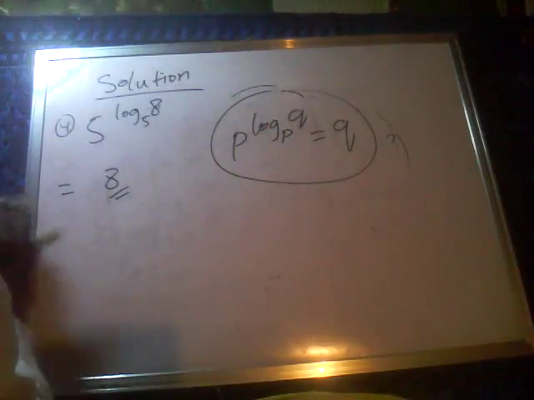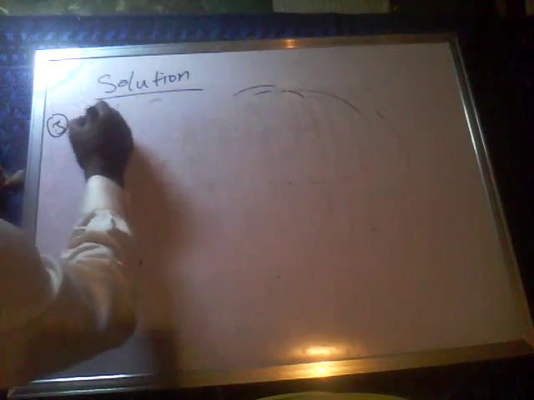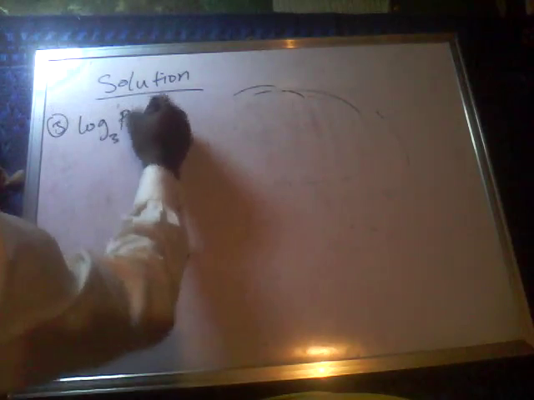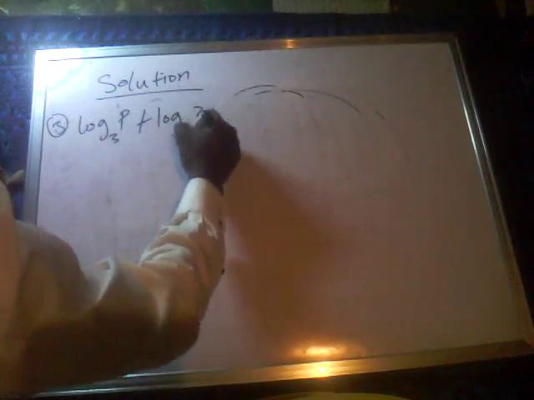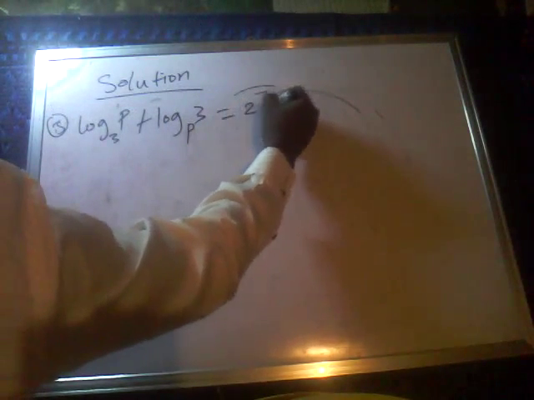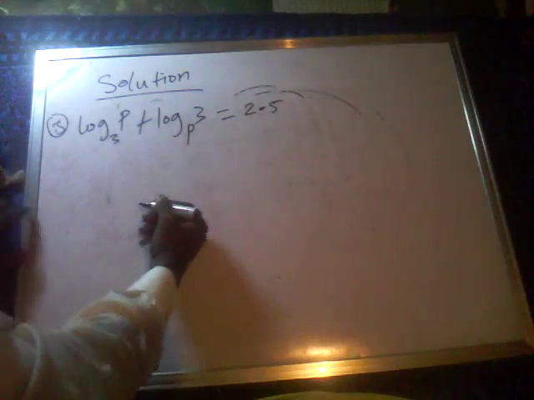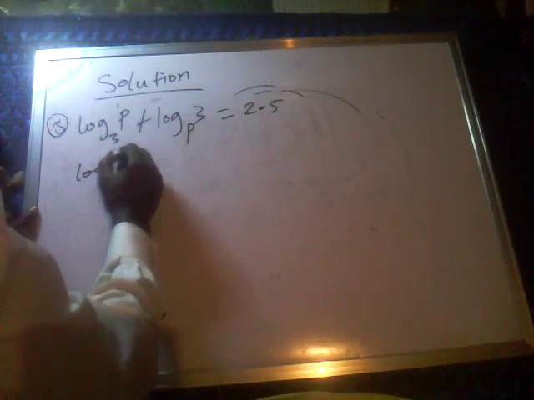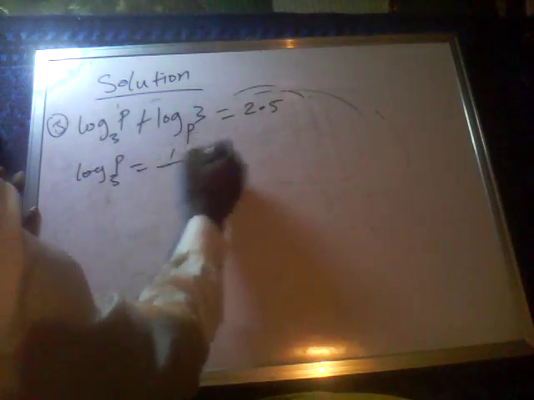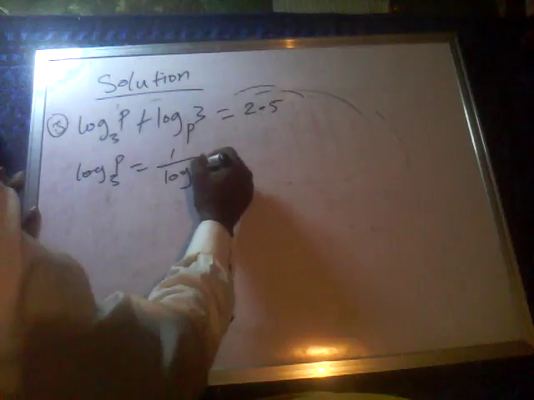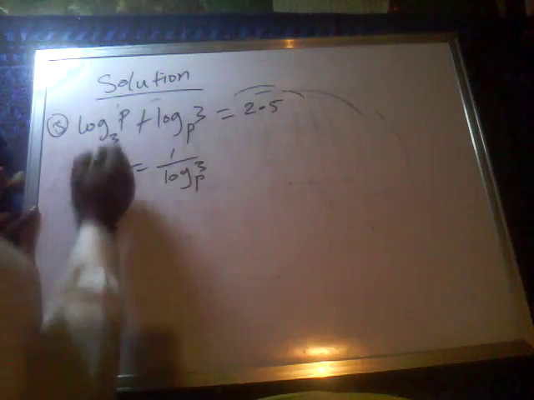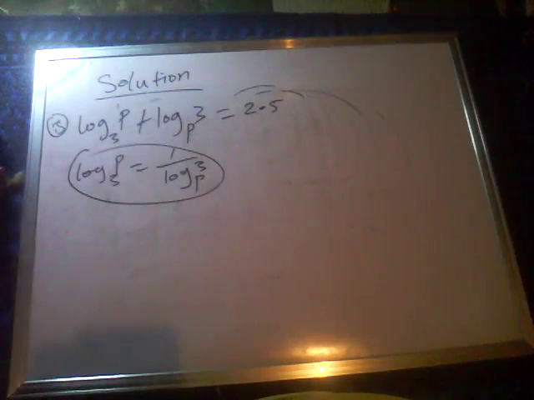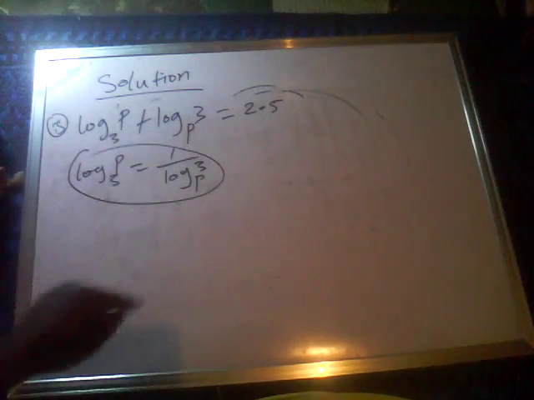Now for the last problem, we have log p to base 3 plus log 3 to base p equals 2.5. To solve this problem, we have to realize that log p to base 3 is equal to 1 over log 3 to base p. So this is how they are related.